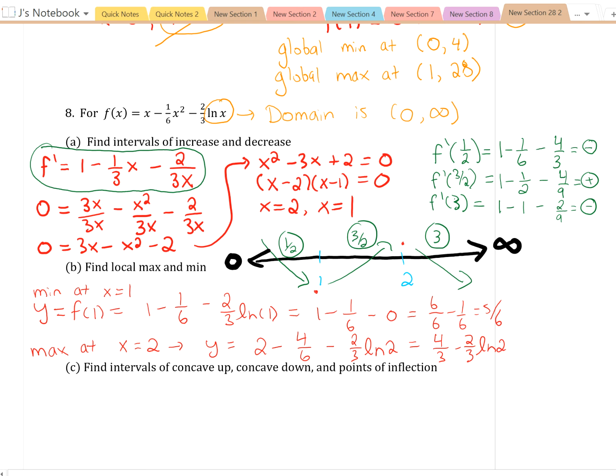Not a very nice number. Let me check that. 2 minus 2 over 3, that's going to be 6 over 3 minus 2 over 3. Yes, okay, good. Very annoying.